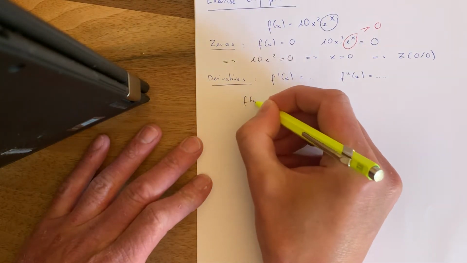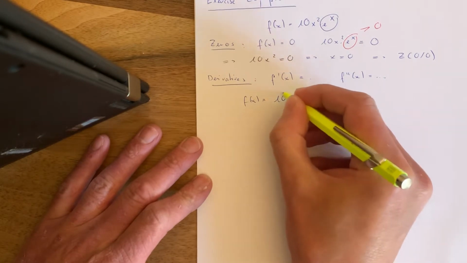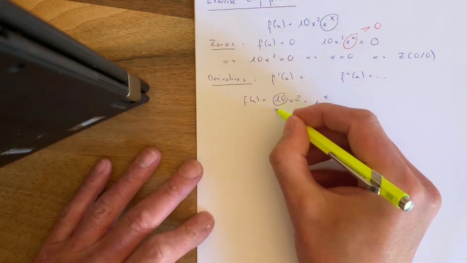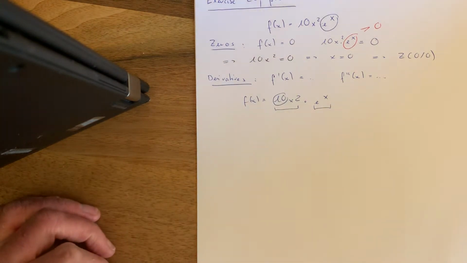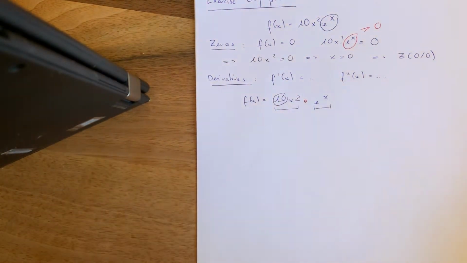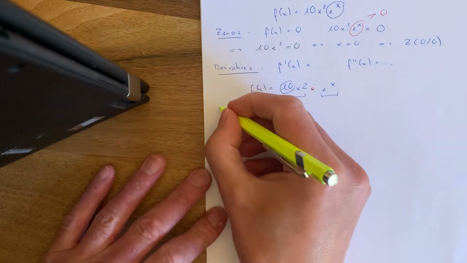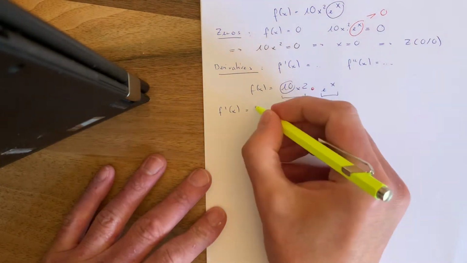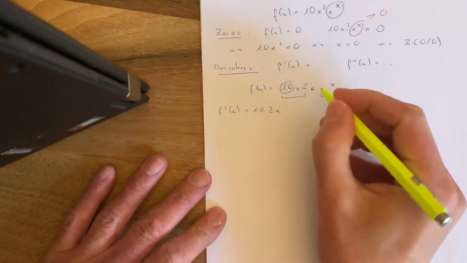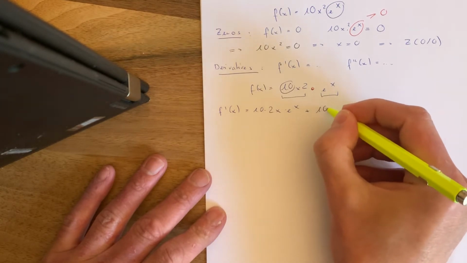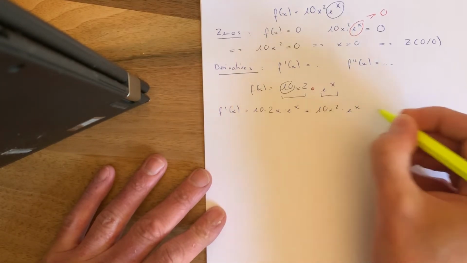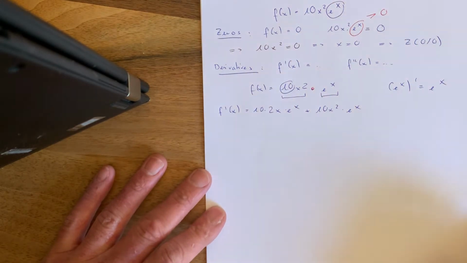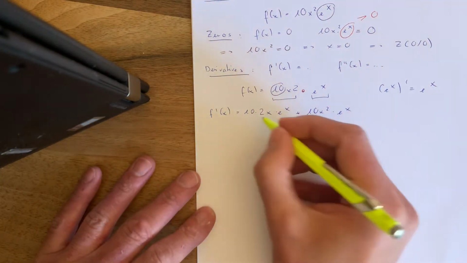So first f of x, well, let's see, 10 times x squared. This here is a constant factor, and so let us split things like this. This is the first factor and this is the second factor, so we are going to use the product rule to get the derivative of this thing here. So f prime of x: taking the derivative of the first part, which is 10 times 2 times x, the second part as it stands, plus first part as it stands times the derivative of the second part. And don't forget here, e to the power of x, the derivative is just once again e to the power of x. So nothing changes at all.